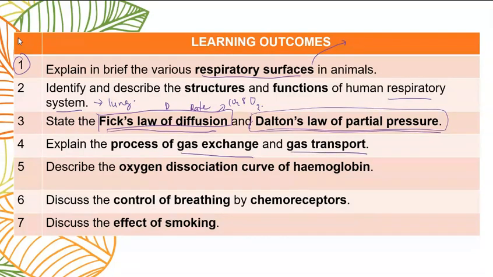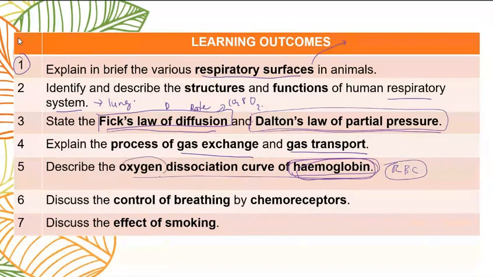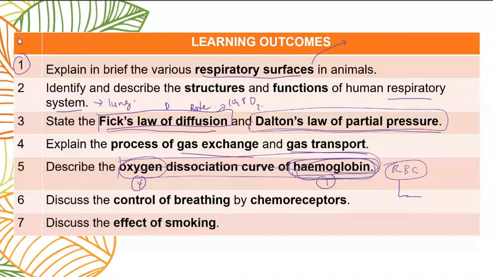Number five, describe the oxygen dissociation curve of hemoglobin. As you know, hemoglobins are pigments within your red blood cells, or erythrocytes. One red blood cell contains many hemoglobins that function to bind oxygen molecules. One hemoglobin will bind to four oxygen molecules. For this one, we are going to look at a graph showing how different parts of your body have different partial pressures of oxygen, which causes the release of oxygen from the hemoglobin.